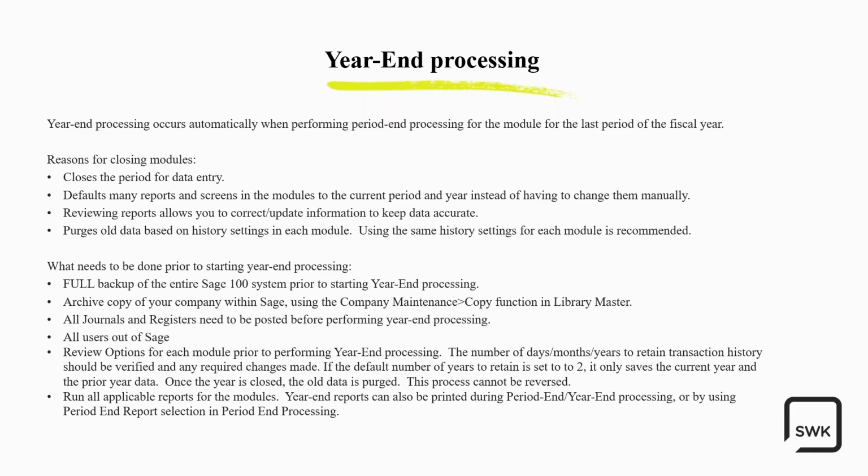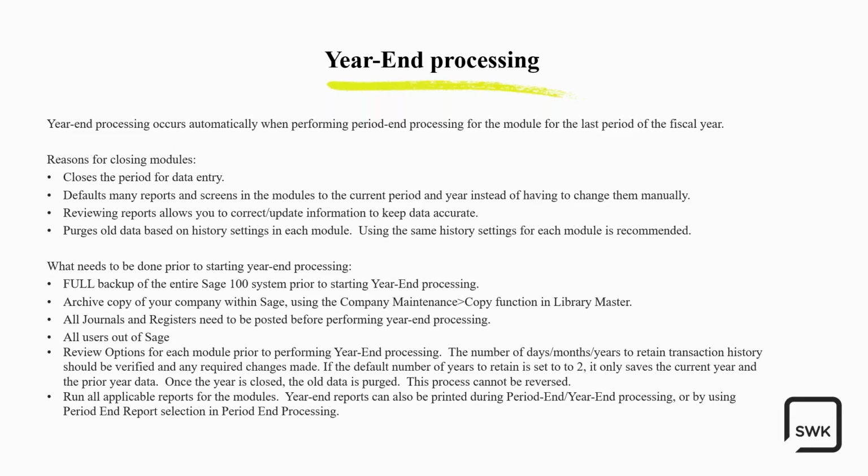It also, based on your history settings in each of the modules, will purge old data. So if you have a setting of 10 years, anything prior to that will be purged. I recommend that you use the same history settings for each module. So if you're going to do 10 years in one, you should do 10 years in all of them. The reason for this is if you want to go back and look at something and you have different history settings, you may not have the same thing available in each module. Again, it's your choice, but it's just a recommendation.